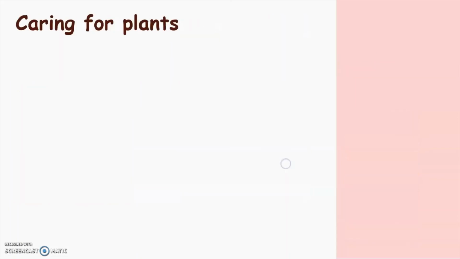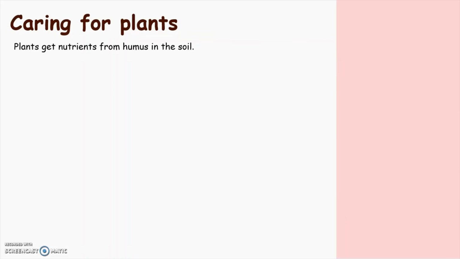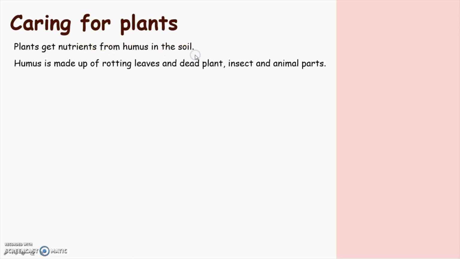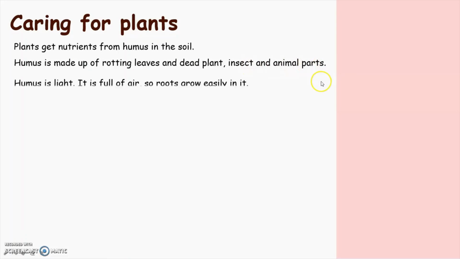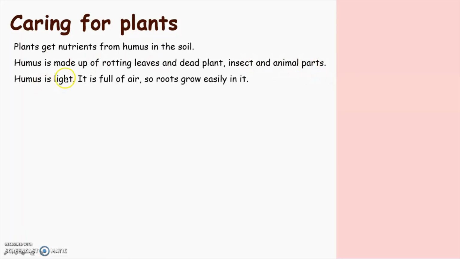Okay, next, caring for plants. Plants get nutrients from humus in the soil. Humus is made up of rotting leaves and dead plants, insect and animal parts. Humus is light. It is full of air, so roots grow easily in it.